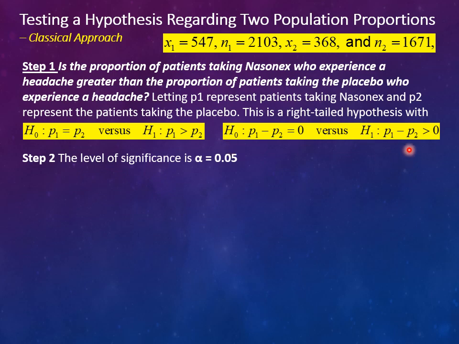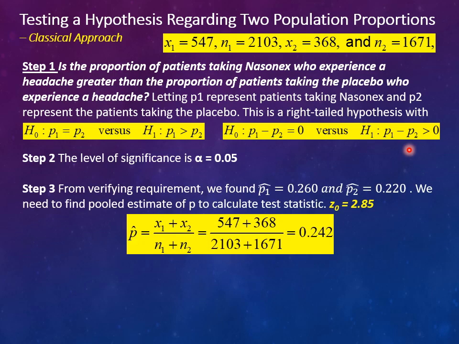The level of significance, since this is a medical kind of connection, is equal to 0.05. So we're looking for a 95% level of confidence. This is not a prescribed medication. This is an over-the-counter, so maybe that's why it's still high, 95, but it's not 99.